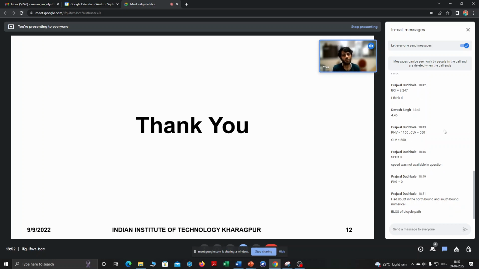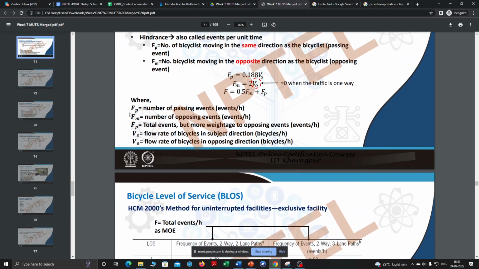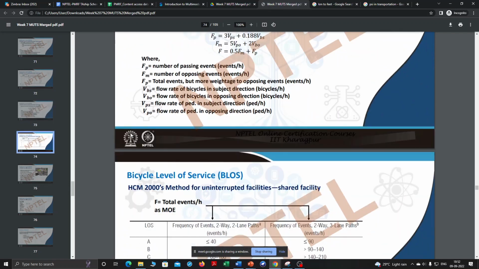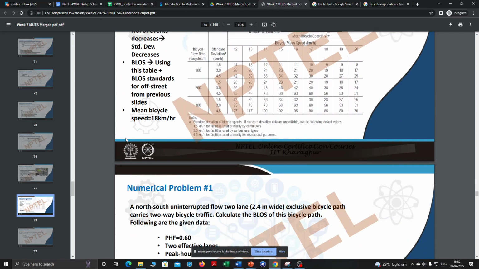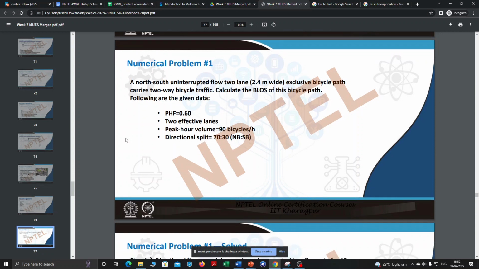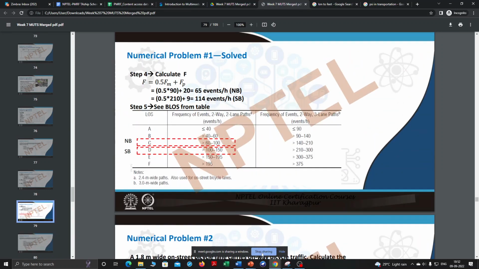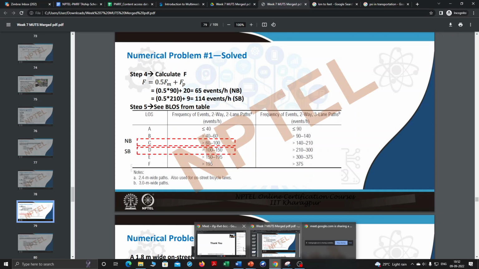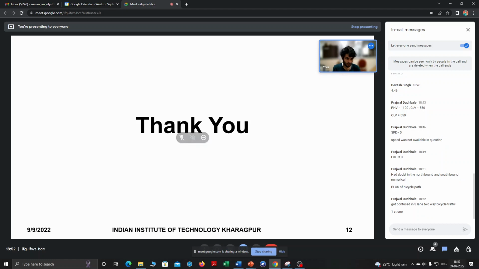Achha, tell me your doubt and tell me the number, the page from the problem, because I need to also see what you are talking about. I know it is most probably a hindrance problem that you are talking about. It is the hindrance problem. Okay. Numerical problem 1 or 2? You had doubt in 1 or 2? First one. Got confused in 3-lane 2-way bicycle traffic.